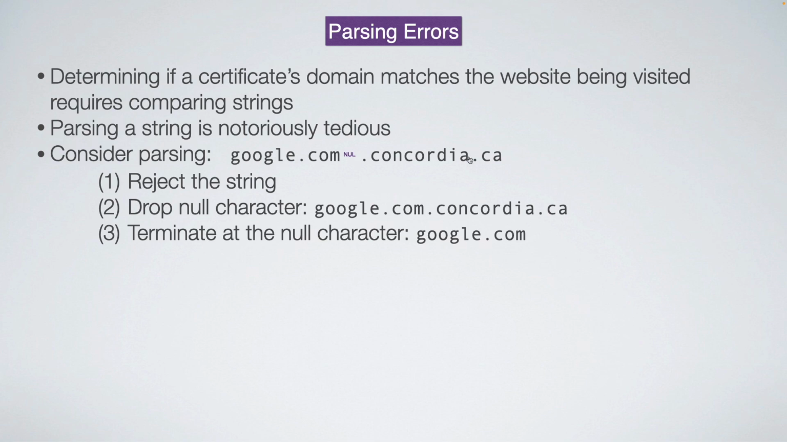Okay, so I could reject the string. I could just drop the null character, in which case I end up with google.com.concordia.ca, which we established is a subdomain of concordia.ca. Or I could terminate at the null character, in which case I would go to google.com and then I'd be like, I hit the end. I would completely ignore the .concordia.ca, and I would think that this is google.com that's being requested. Now, which is the right way and which is the wrong way?